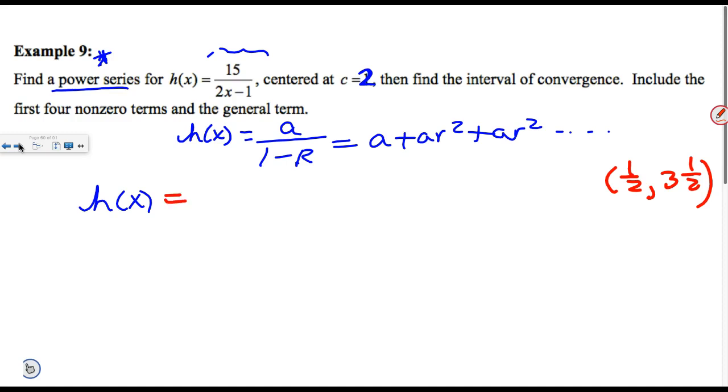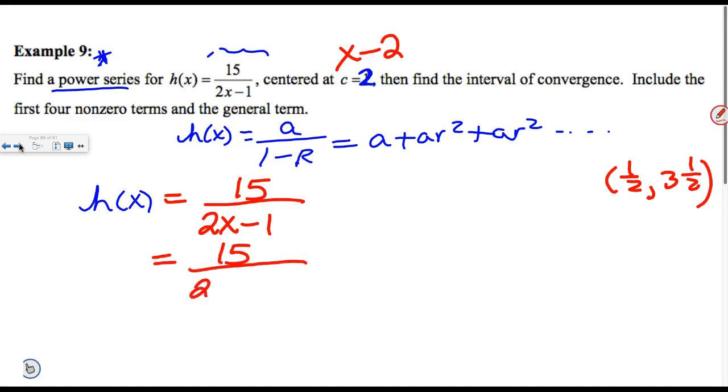I've got multiple issues going on with it. First of all, I know my common ratio needs to have x minus 2's in it. It has to. It's not centered at the origin. So if I were to do this with Taylor's rule, I'd have all these x minus 2 squareds and x minus 2 cubes. So I will introduce that right now. Why? Because I need it and I can.